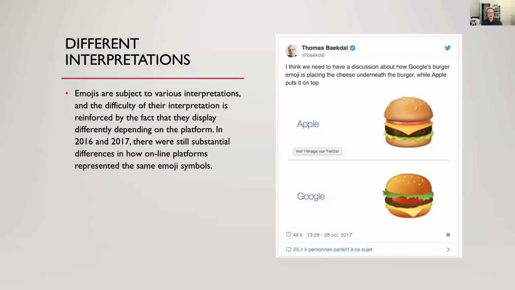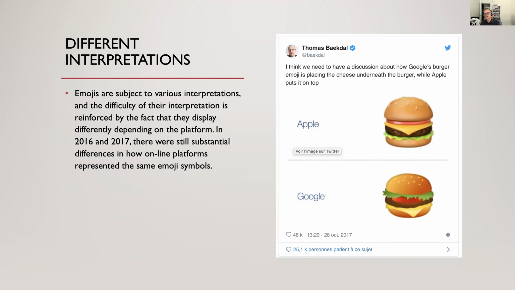All right, now why are emojis a problem in court? Emojis are subject to various interpretations. The difficulty of their interpretation is reinforced by the fact that they display differently depending on the platform. You can be using one platform, sending an emoji, but not realize that the person receiving it will be seeing something different. In 2016 and 2017, there were still substantial differences in how online platforms represented the same emoji symbols.